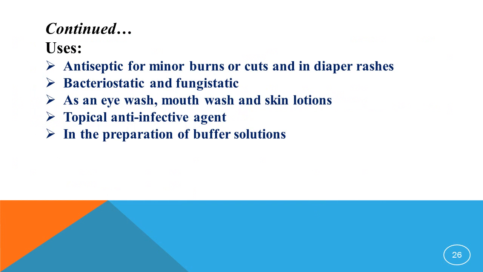Uses of boric acid. Boric acid is used as an antiseptic for minor burns, cuts, and in the treatment of diaper rashes. Boric acid acts as a weak bacteriostatic and fungistatic agent. Boric acid aqueous solution in the concentration of 2.5 to 4.5% is used as an eye wash, mouthwash, and skin lotions. Boric acid is used as a topical anti-infective agent in the preparation of various dusting powders, antiseptic creams, and ointments, etc. Boric acid is used in the preparation of buffer solutions for topical medications to maintain the acidic pH.